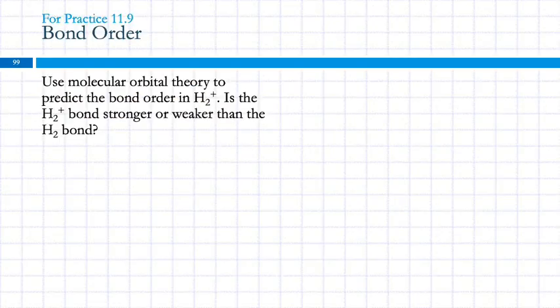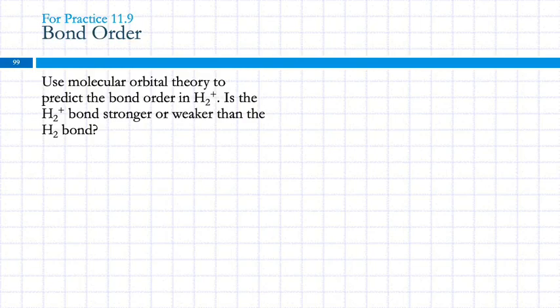Okay, so here's a practice one. Use molecular orbital theory to predict the bond order in H2+. Is that bond stronger or weaker than the H2 bond? Well, we'll save that question for the end here, and we'll just look at the bond order for H2+.